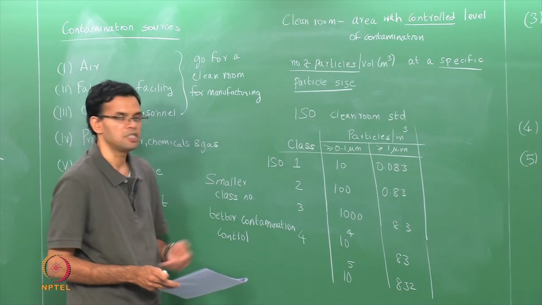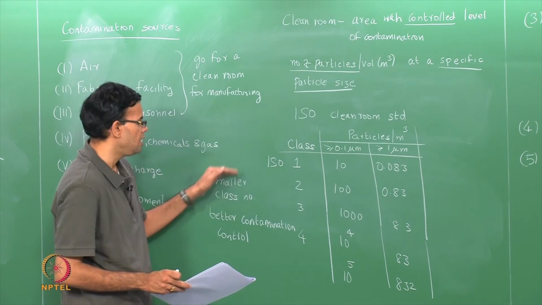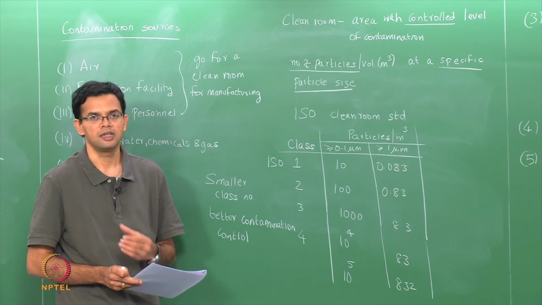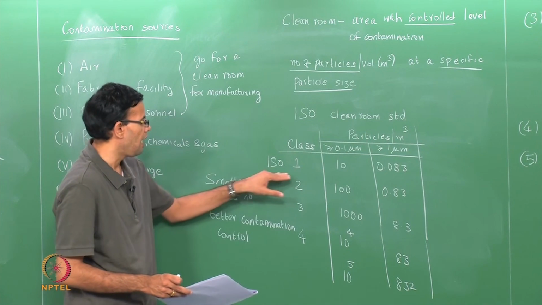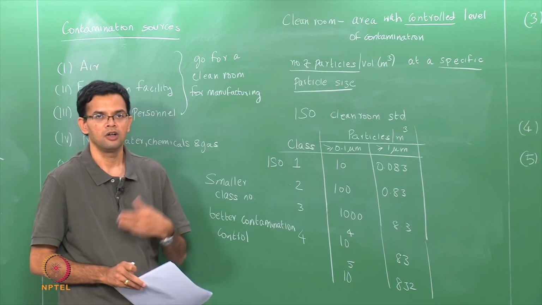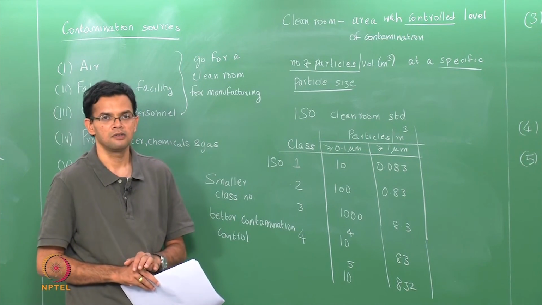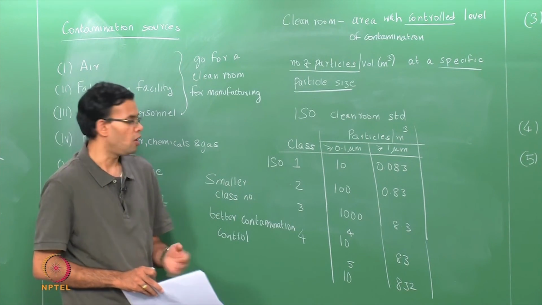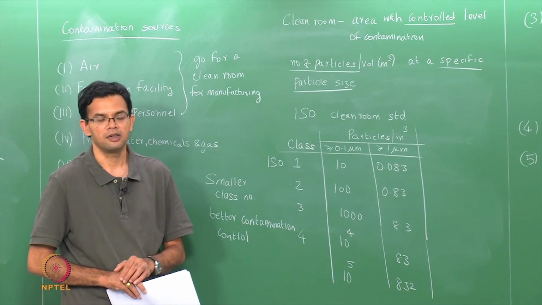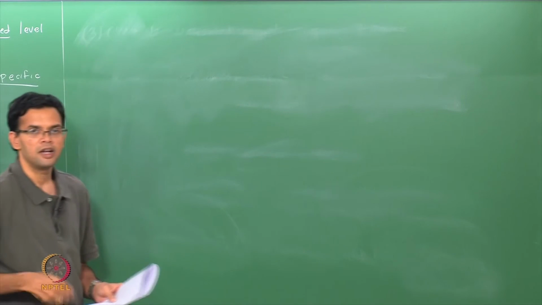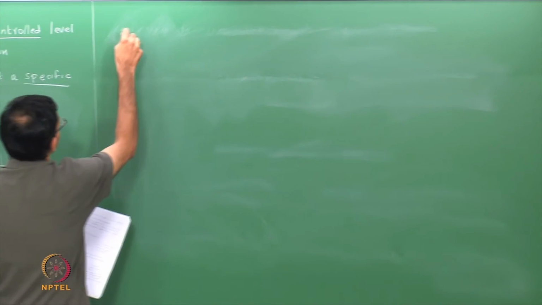So, different sections of the fab would essentially have different classes. So, the section where the wafers are essentially exposed will have the smallest class number or the highest cleanliness. So, there are different designs for the clean room in order to achieve these different contamination levels.